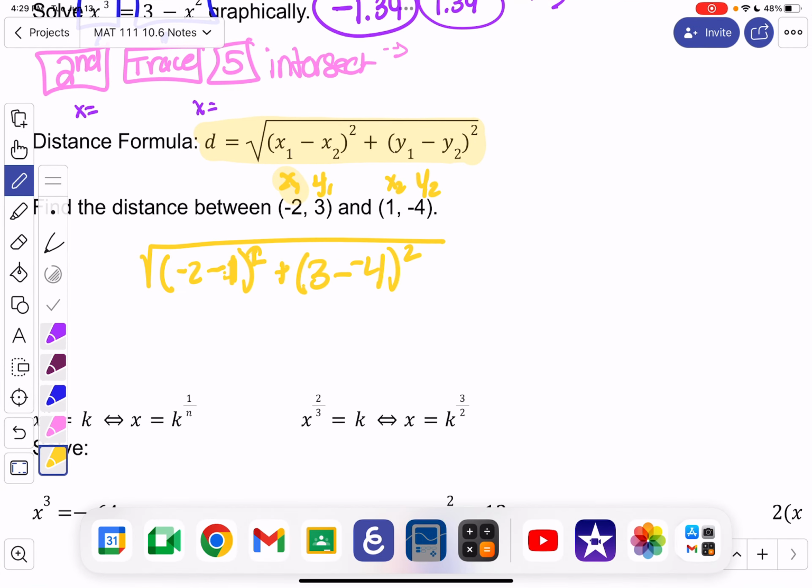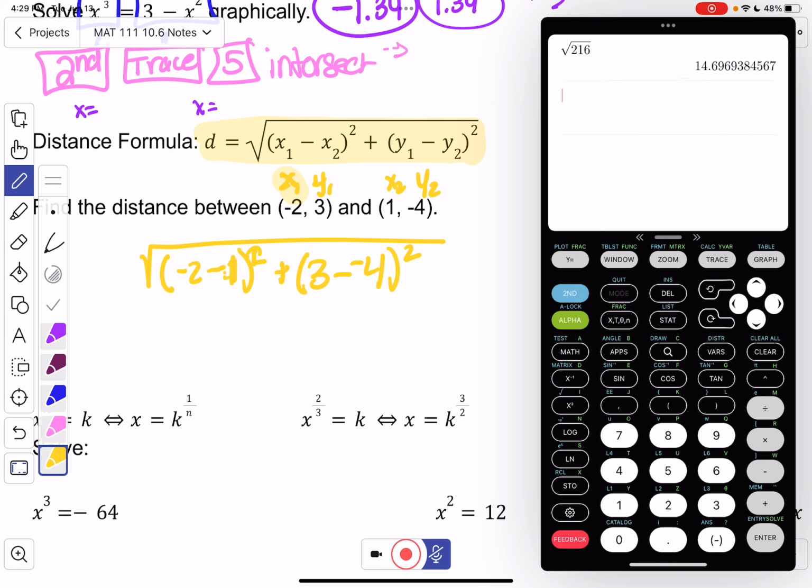The easiest way to do it is to type it right in the calculator exactly like that. So second, x squared, parentheses, -2 minus 1, close parentheses, squared, plus open parentheses, 3 minus -4, close parentheses, squared, gives us 7.62. We could have done it piece by piece or type it all at once. That's completely up to you.